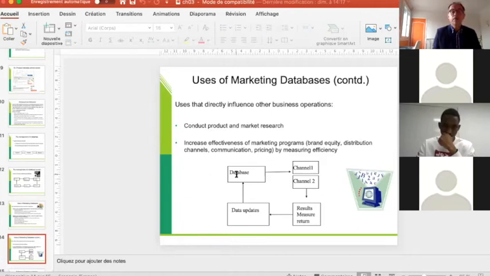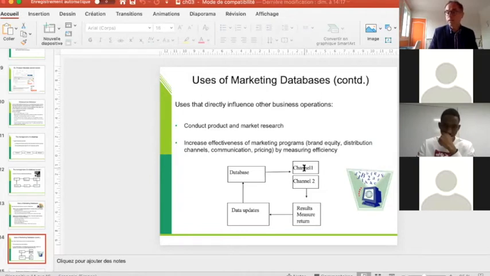Again, it's a loop. You have a database. You will use different channels of communication. For example, you can do one advertising campaign on Facebook, another advertising campaign on Google+. You will see that Facebook has a better result, which means that you will update your data. In the future campaign, you will only use channel 1, Facebook, and you will not use Google+, because the results are less. You can establish the link between a campaign and the efficiency. And you can see that some campaigns are more efficient than other campaigns.